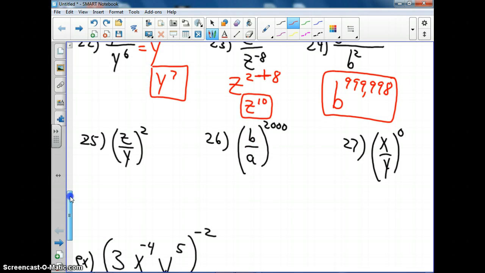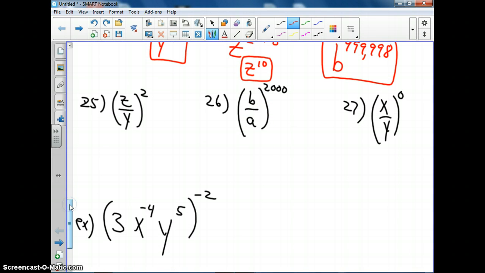Here's 25 through 27. Okay, all right, now, the next thing we got is this. What is it you were taught to do with this exponent? Distribute it, right? So you distribute it to that there and to that there. So this would become what? z to the second over y to the second. Very good. There's the answer right there. These are easy right now, but they're going to get a little more challenging when you get to do your work.